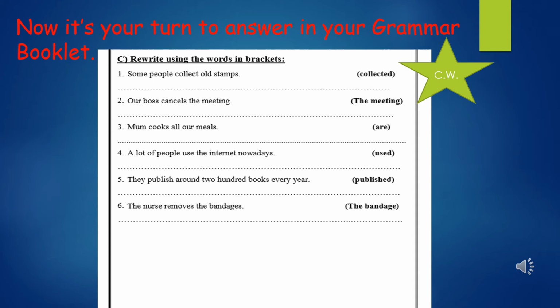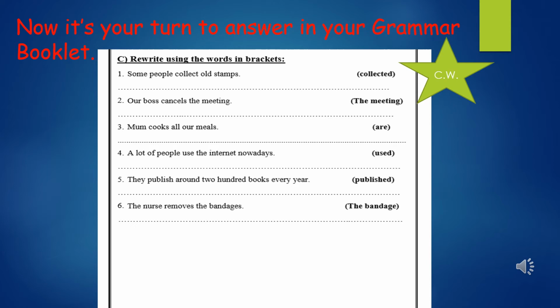Rewrite using the words in brackets. Number 1. Some people collect old stamps, between brackets, collected. Okay, this means that he wants us to change the sentence from active into passive because as we all know, the main ingredient in the passive sentence is verb to be plus PP. And our main verb here in the sentence is collect.